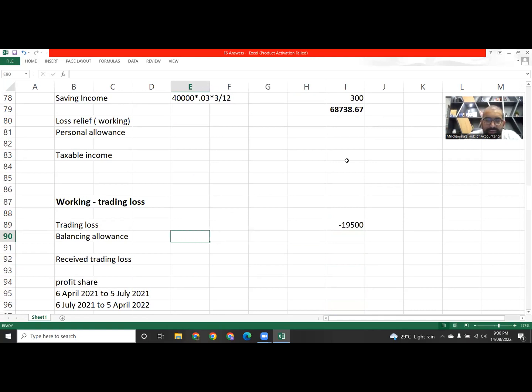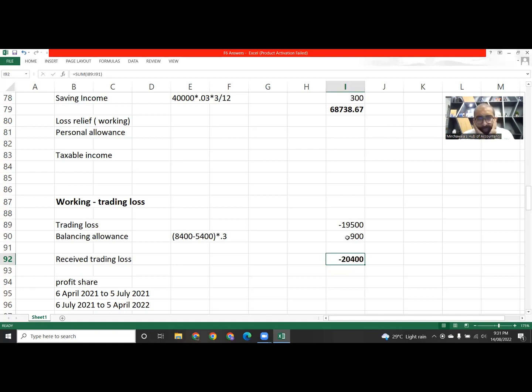And you remember the balancing allowance? 8,400 was the NBV, less how much? 5,400 is the proceeds. And times, because we did the private use, only the business percentage is allowed, that is 0.3. It comes to 900. Okay, let's calculate the revised trading loss.